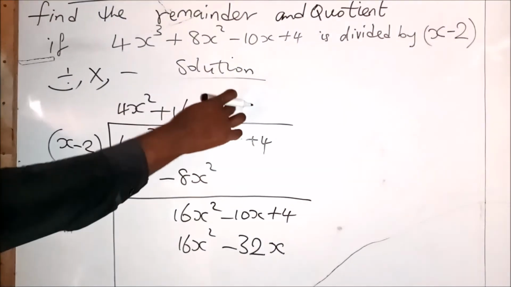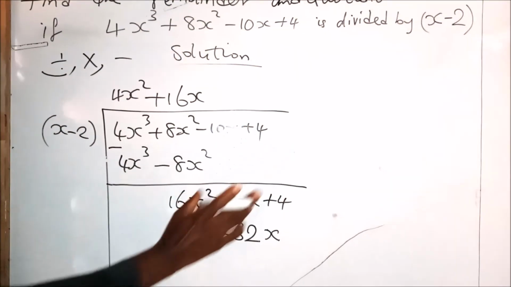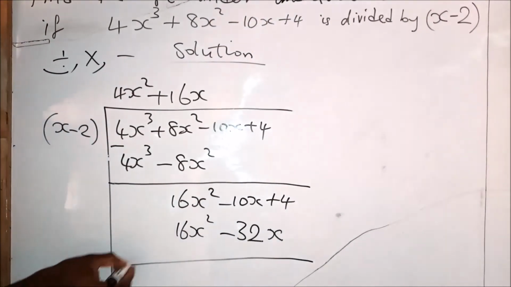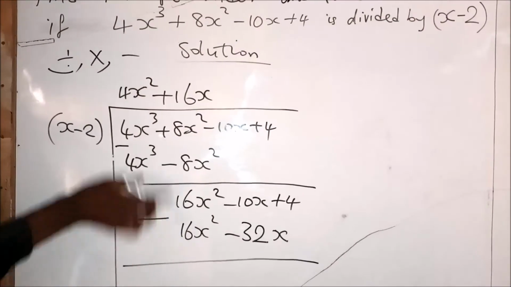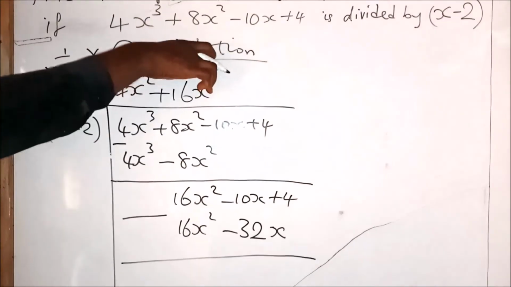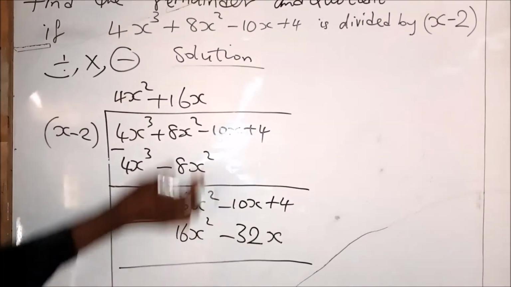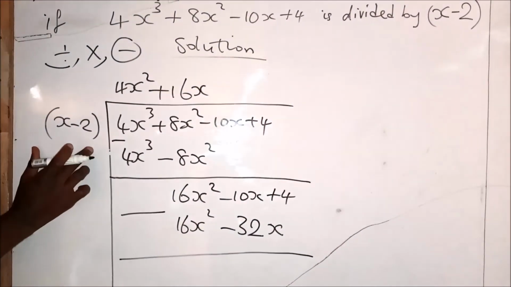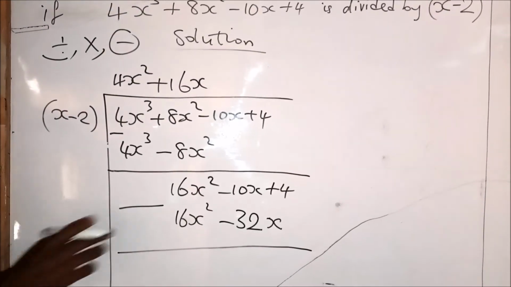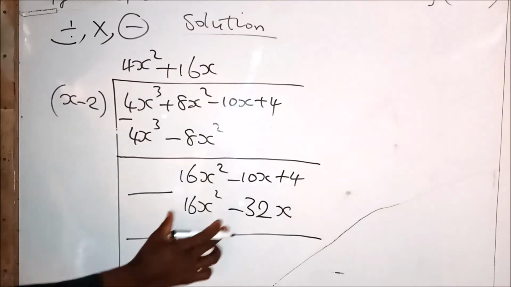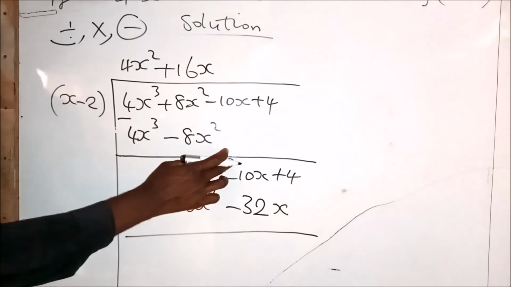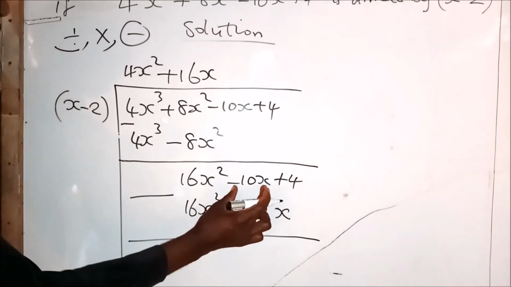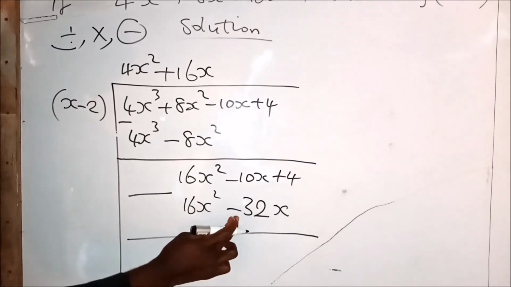Then there are no other like terms to multiply, so we are going to stop here. Then we have the subtraction operation. So after using this 16x to multiply x, we have this. We use it to multiply minus 2, we have this. So that is all we have in this bracket, and that is all we are going to multiply. Now in the subtraction, we subtract them according to like terms. 16x squared minus 16x squared is 0. Now here we have minus 10x minus minus 32x.